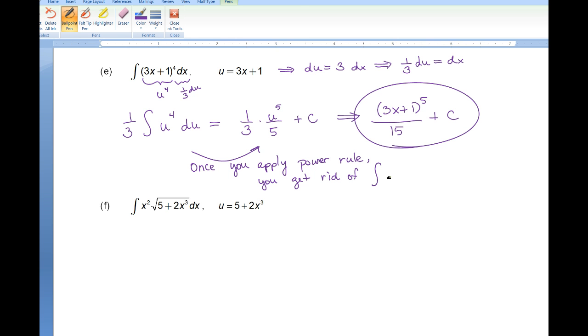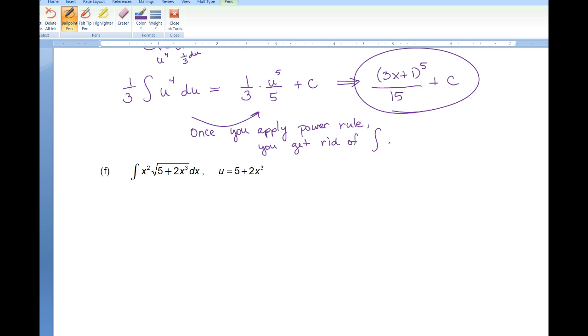Remember, in the beginning, I'm giving you what u is equal to, but in the next few examples I'm not necessarily going to give it to you, but I think you'll see it's kind of obvious at some point. It's just getting that practice. Remember, u is what's usually on the inside. So look at what's on the inside, 5 plus 2x cubed. Okay, so what's du? 6x squared.